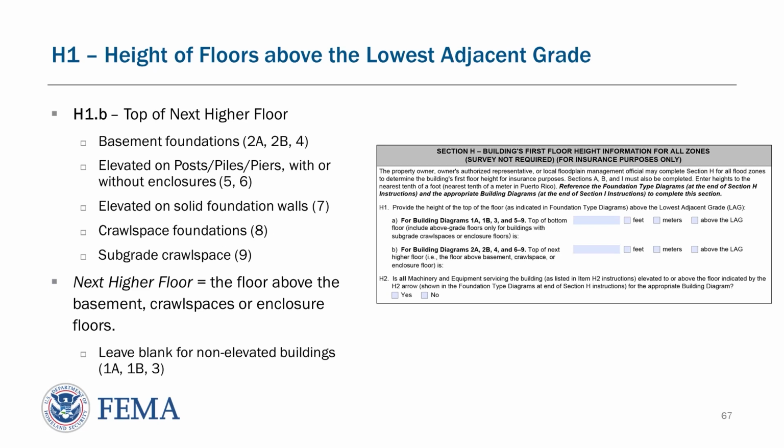H1B is the height of the top of the next higher floor. For slab foundation types, that's diagram 1A, 1B, and 3, slab foundations. Don't enter anything for H1B. We do use H1B for all other foundation types: basement foundations, post piers and piles, elevated on solid foundation walls, elevated on crawl spaces, and subgrade crawl spaces.